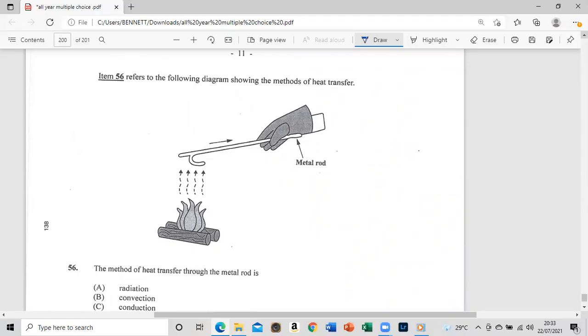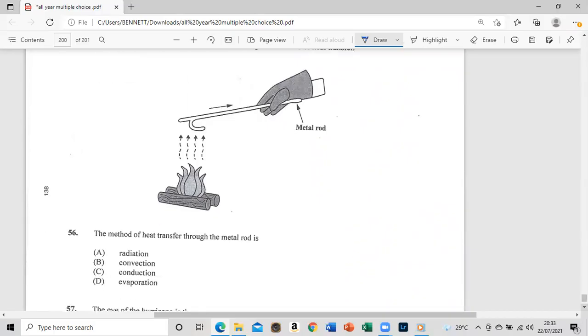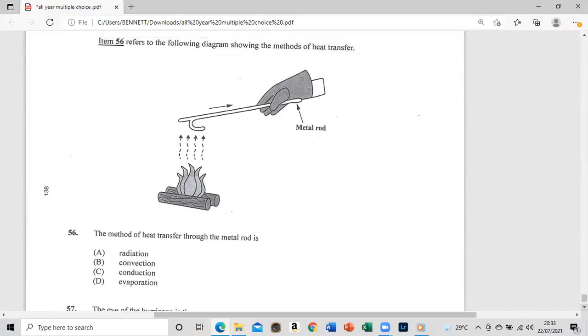56 refers to the following diagram showing the method of heat transfer, and we have the metal rod right here, and you have the fire and the gloves. The method of heat transfer through the metal rod is it A, radiation? Is it B, convection? Is it C, conduction? Or is it D, evaporation? You can just eliminate evaporation right away and radiation. So it's either convection or conduction, isn't it?